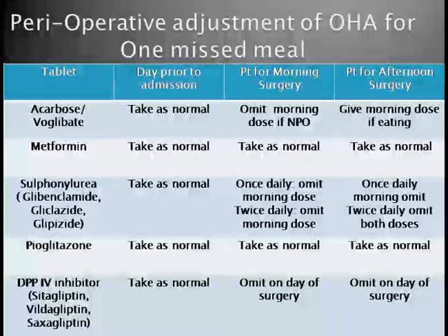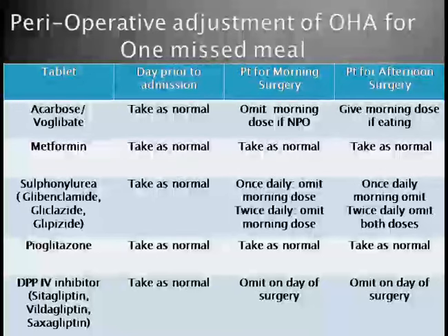For the perioperative adjustment of OHA, if the patient is for only a one-day surgery, such as laparoscopic cholecystectomy or hysterectomy, where the patient is going to miss only one meal, there is no need to change the OHA one day prior to admission. But in the morning when the patient is NPO, acarbose and voglibose should be omitted; if the patient is posted for afternoon surgery, they can have them in the morning. Metformin can be given if it is a minor surgery, but if it is a major surgery, metformin should be omitted.